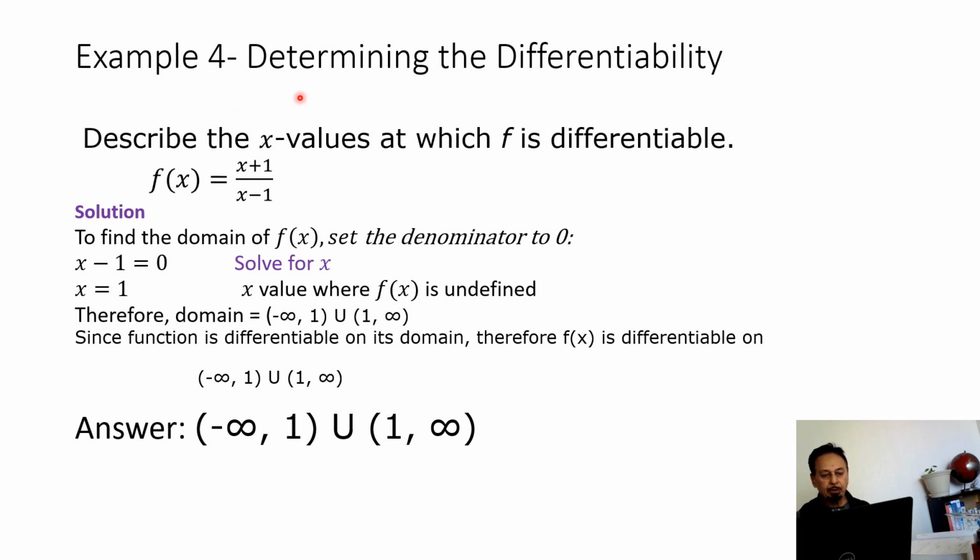Example 4. Determining the differentiability. Describe the x values at which f of x is differentiable. Here we have f of x equals x plus 1 over x minus 1. First find the domain. To find the domain of f of x, set the denominator to 0. x minus 1 equals 0. Now solve for x. x equals 1. This is the value where f of x is undefined. Therefore the domain is minus infinity to 1 union 1 to infinity. Since the function is differentiable on its domain, f of x is differentiable from minus infinity to 1 union 1 to infinity.